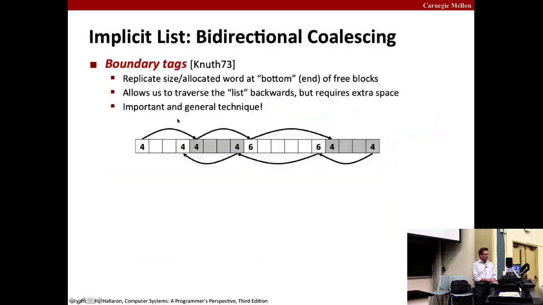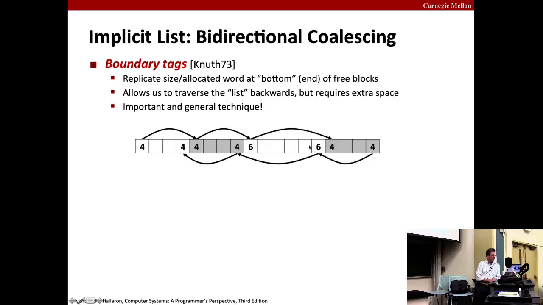So the solution was proposed by a famous computer scientist, Don Knuth, in 1973. And it's very clever, but very simple. Like all really good ideas, it seems obvious when you see it, but it turns out to be a very useful technique. The idea is just to replicate the header at the end of each block. So each block now contains an identical header and footer, and this creates an implicit backwards link that we can use.